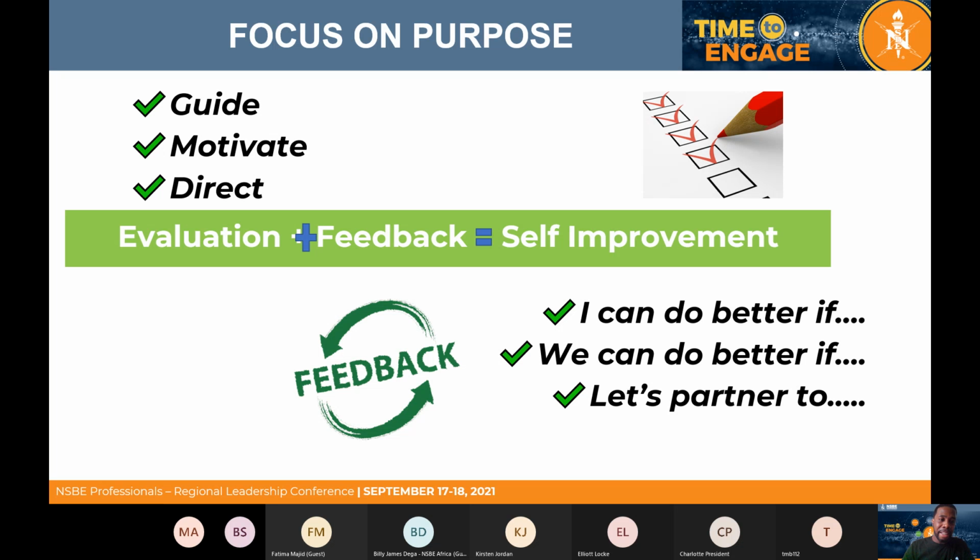that slide is saying that there should be a constant feedback loop of evaluating performance, providing that feedback, and that leads to self-improvement. So when you have that feedback loop, you're able to figure out how you can do better, how the team can do better, and how you can partner together.